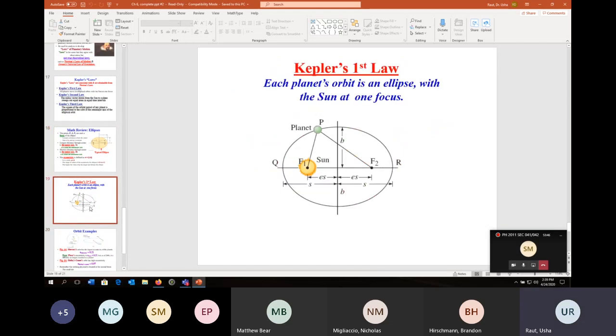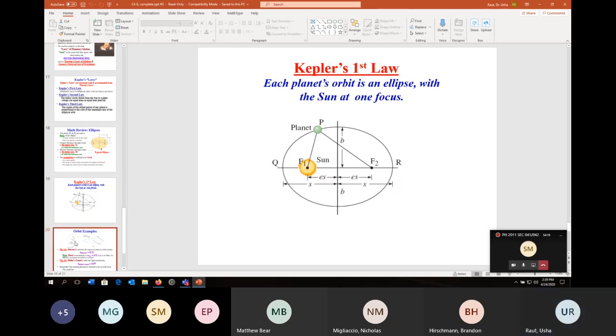So basically, this is the first law: for any planet in the solar system, and probably any planet around any other star, the sun occupies one focal point of the orbit that the planet assumes around the sun. The orbit is an ellipse, and the sun is at one focus. There's nothing on the other focus.